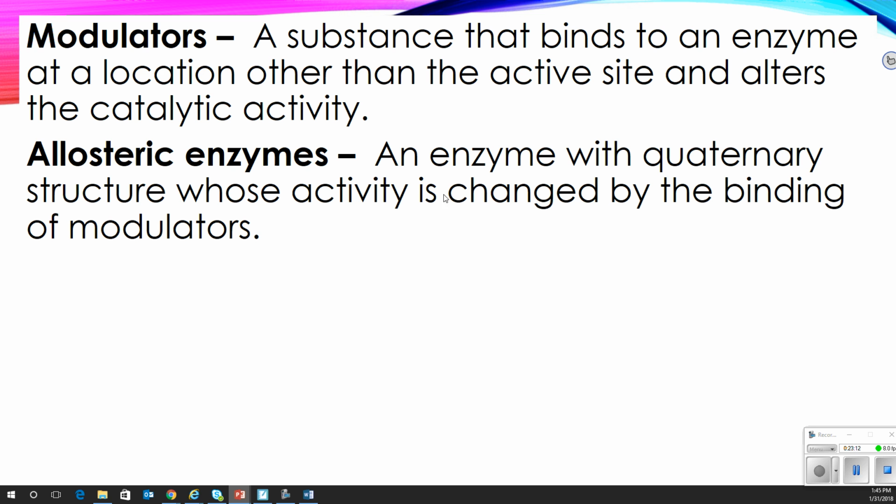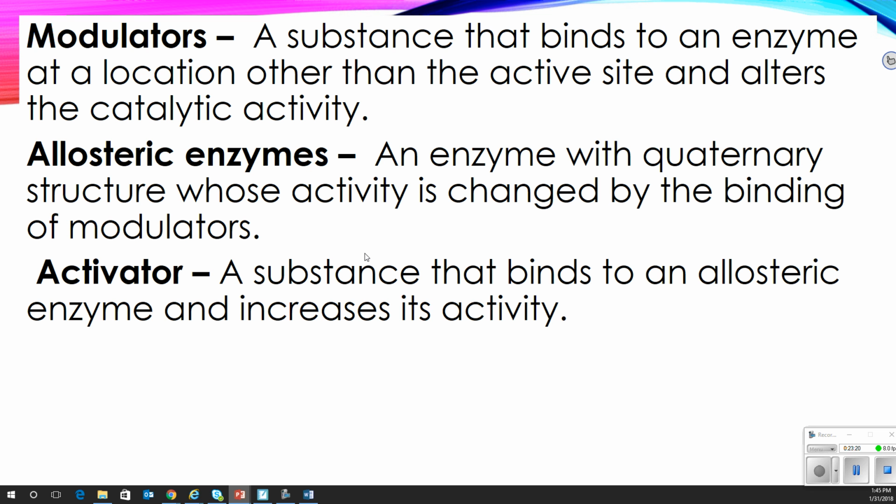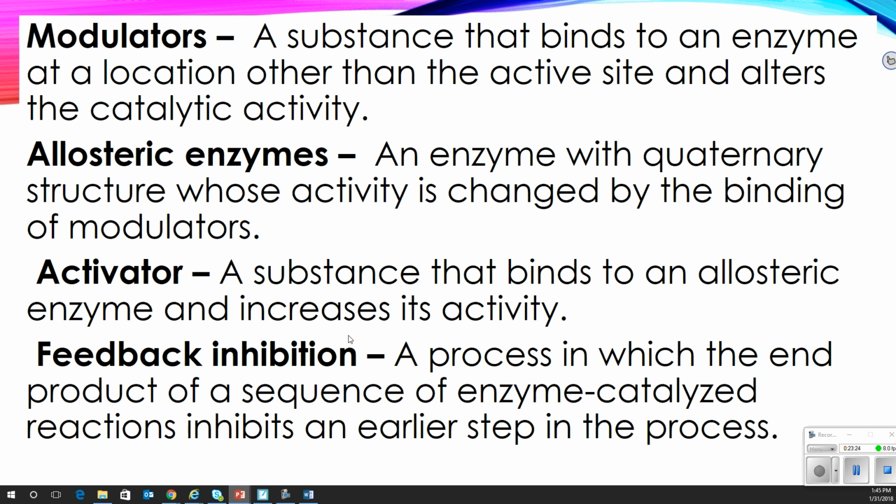Allosteric enzymes are enzymes with a quaternary structure whose activity is changed by the binding of modulators. An activator, again, will activate it and increase the activity.